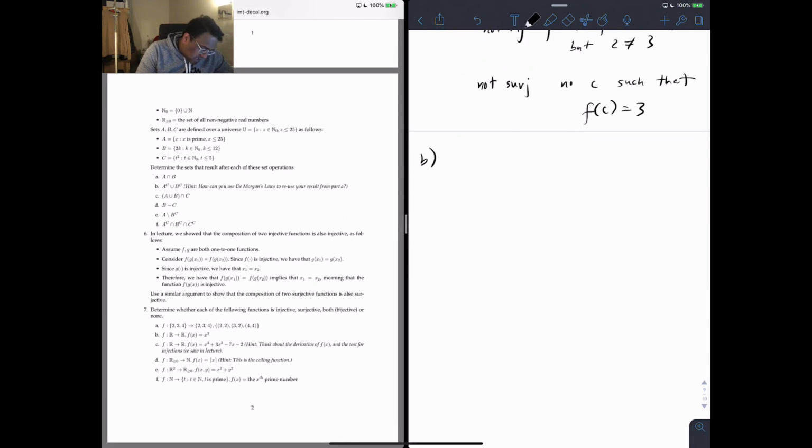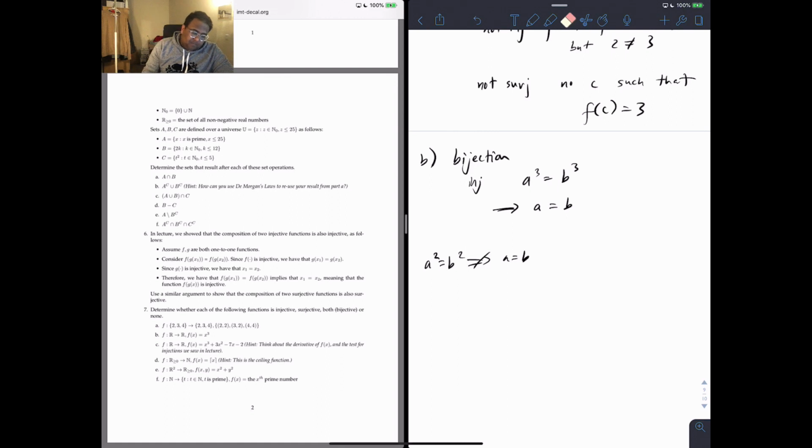Okay, B, the function that maps reals to reals given by x cubed, this is actually a bijection. To show that it's a bijection, we need to show that it's both an injection and a surjection. Well, to show that it's an injection, if we look at a cubed is equal to b cubed, we know that this implies that a is equal to b, assuming that we're only looking at real numbers. It's not like squaring: a squared equal to b squared does not imply that a is equal to b, because one could be the negative of the other. But since our exponent is odd, we don't have that situation.